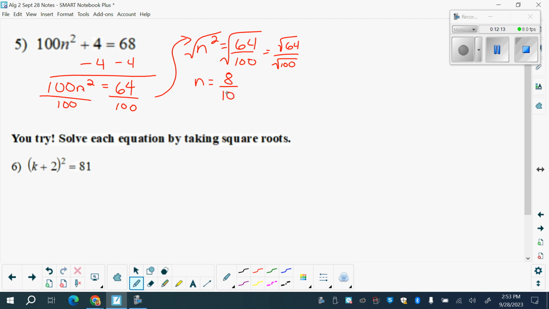8 over 10. Does that simplify? So that's easier to simplify, and we can divide both of them by 2. Please do that in your head if you can. So 4 over 5, and that's one of my answers. What's my other answer? Negative 4 over 5. Okay, go ahead and do the u-try.